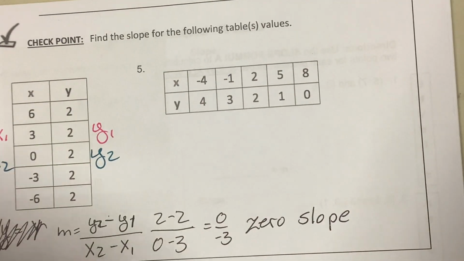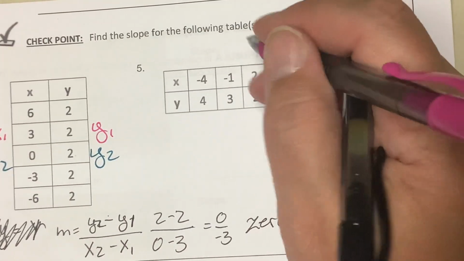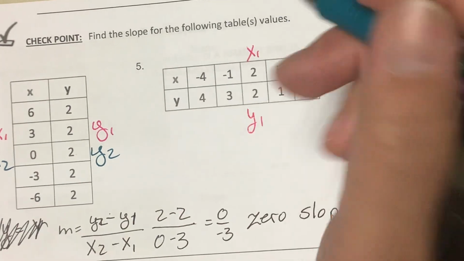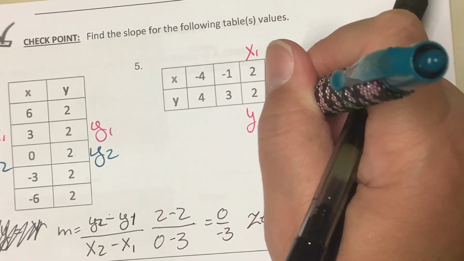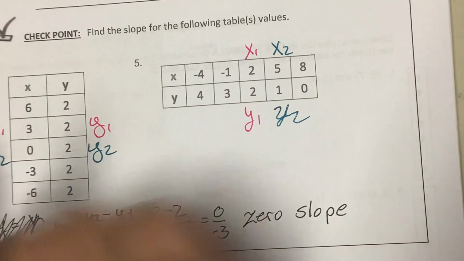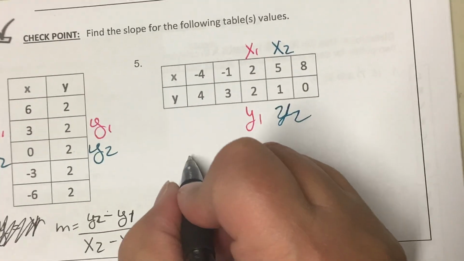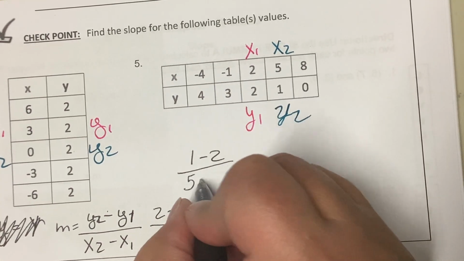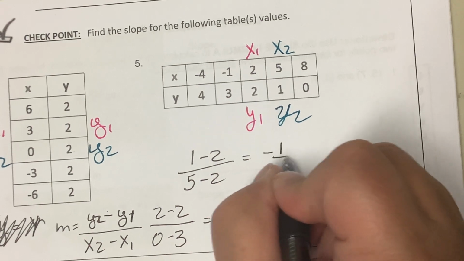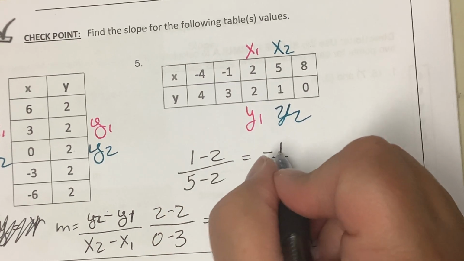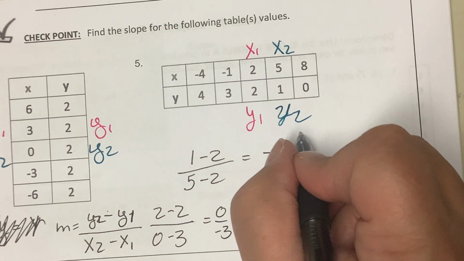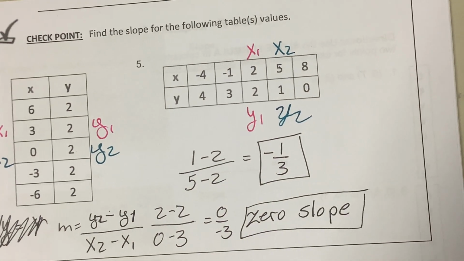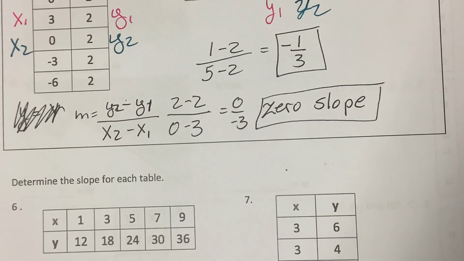All right, now let's try this one. Again, I'm skipping all this negative stuff, and I'm going to pick x1, y1, and x2, y2, and 1 minus 2 over 5 minus 2. And I get -1/3. 1 minus 2 is -1. 5 minus 2 is 3. Slope is -1/3. That slope is 0. Alrighty then. Here we go.